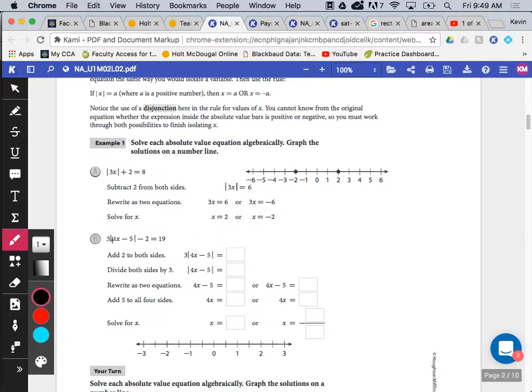It says, okay, you have 3 times the absolute value of 4x minus 5 minus 2 equals 19. So first, you add 2 to both sides. So instead of 19, this is going to be equal to what, class? 21. Then, you're going to divide both sides by 3. What's 21 divided by 3? 7. Now, you rewrite, oh, that's how your book says, that's good. Rewrite as 2 equations, okay. Rewrite as 2 equations, so 4x minus 5 equals 7 or 4x minus 5 equals negative 7.